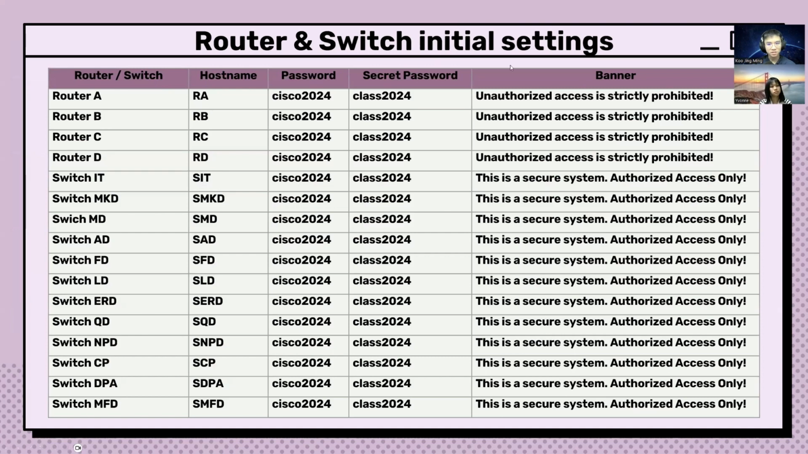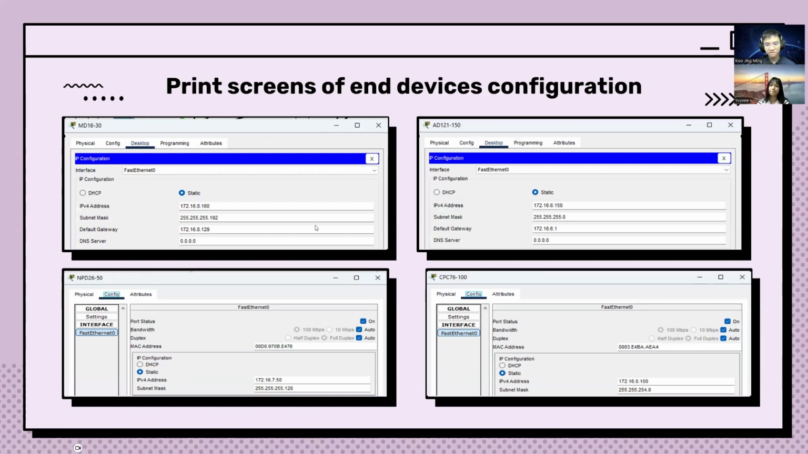And now here we have the initial setting table. All the passwords and secret passwords are the same, and we use this banner for the routers and this one for the switches. The host names are RA, RB, RC, and RD for the relevant routers, and for the switches we just use S combined with the department name. And these are a few screenshots of our end devices configuration, where we have configured all the IPv4 addresses, subnet masks, and default gateways.